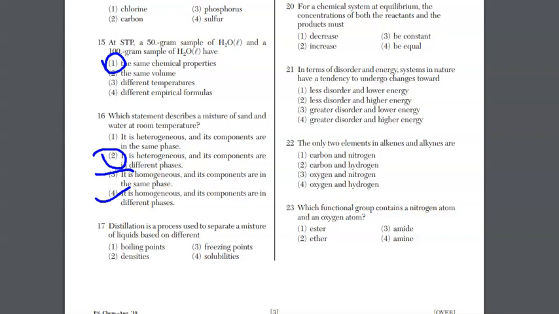For 17, distillation is a process used to separate a mixture of liquids based on. Distilling is based on boiling points. There are some other separation of mixture techniques that you need to know, and you need to know what physical property separates them. Check them out. For example, filtration, particle size. Chromatography, it's going to be what we call the molecule polarity, or really the solubility, right? What mixes with what. So you need to know that. It is a fact.